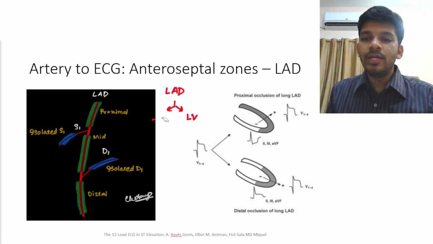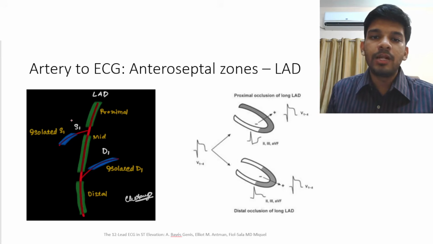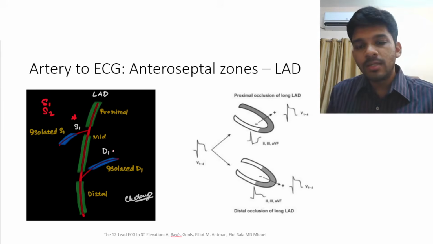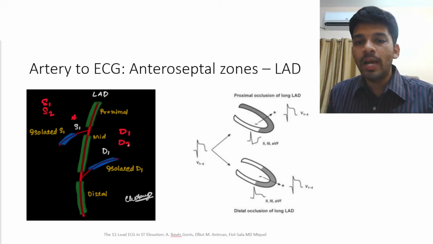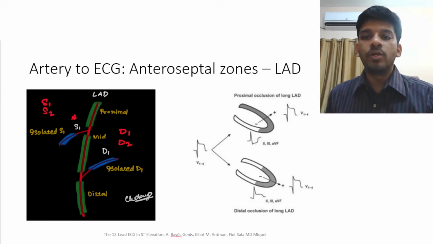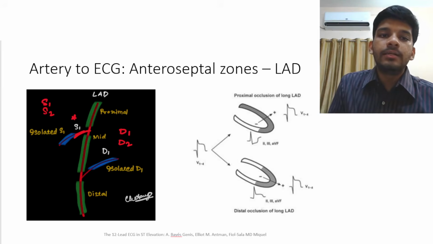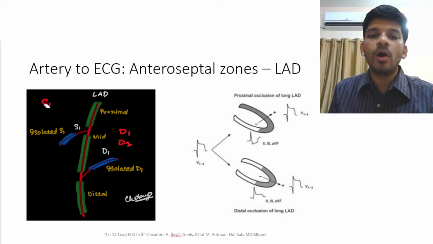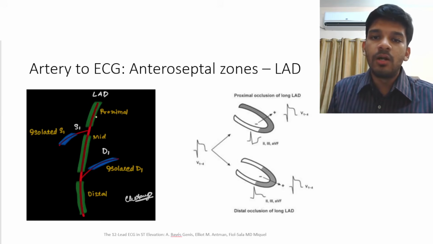Going inwards, it gives off branches to the septum. Those are called septal branches, labeled S1, S2, and so on. The supply to the ventricular wall is in the form of diagonals, called D1, D2, and so on. Usually the septal branch arises before the diagonal branches at a higher level. So S1 is the landmark for calling it a proximal occlusion. If the occlusion is proximal to the first septal branch, it is called a proximal occlusion.